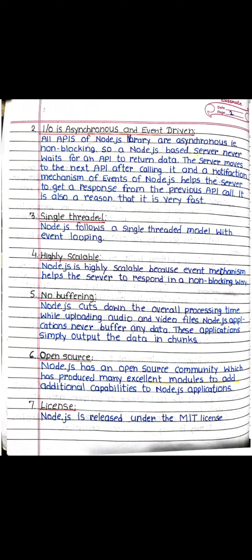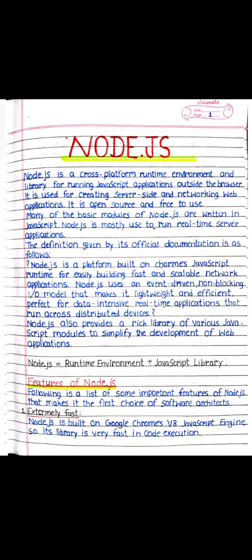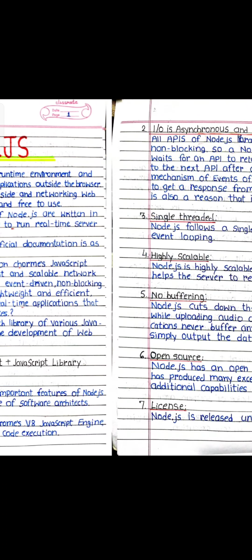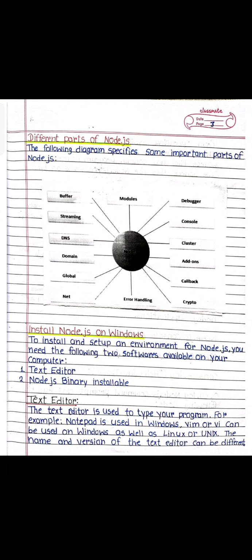Open source: Node.js has an open source community which has produced many excellent modules to add additional capabilities to Node.js applications. License: Node.js is released under the MIT license. The features of Node.js are: extremely fast, input and output asynchronous and event driven, single threaded, highly scalable, no buffering, open source and license.